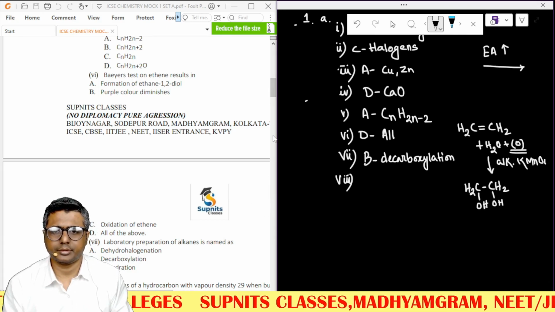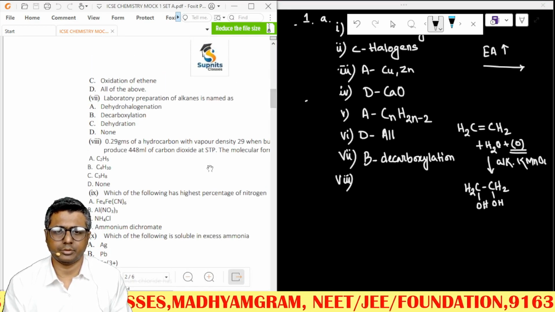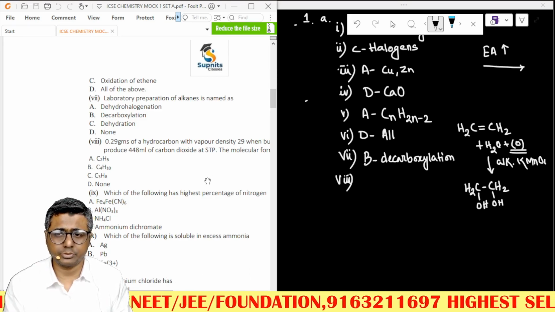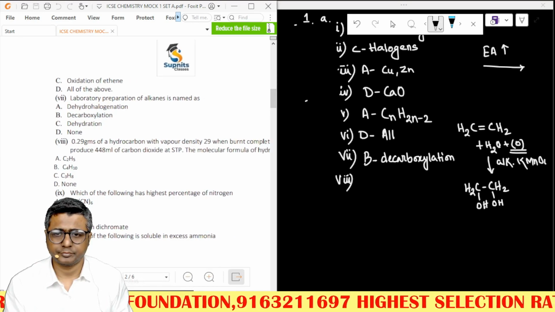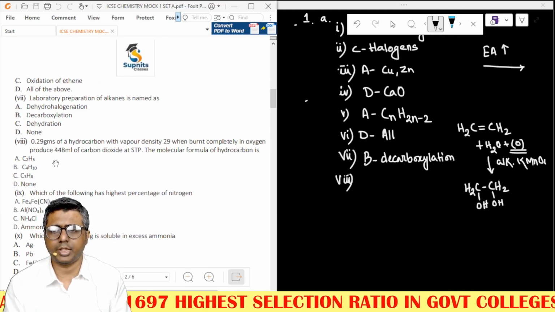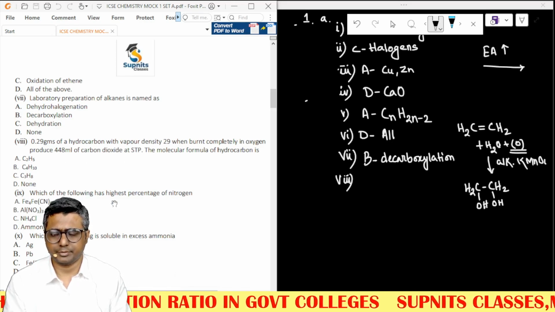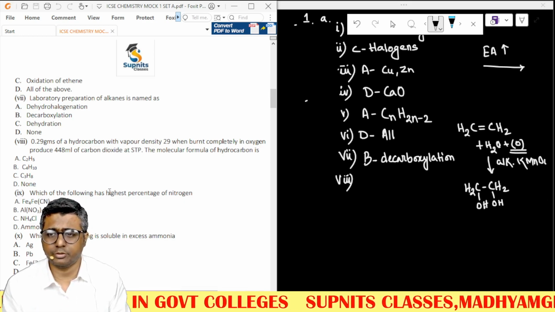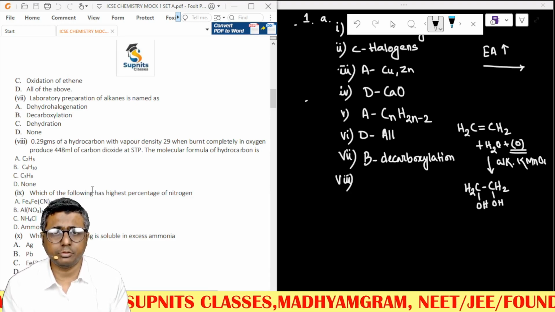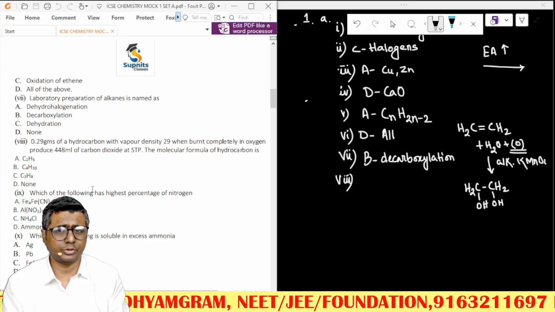Number 8. 0.29 grams of hydrocarbon with vapor density 29, when burnt completely in oxygen, will produce 448 milliliters of carbon dioxide at STP. So this is a hydrocarbon, which I know from this question. The molecular formula has to be found out. So see, this is an MCQ question of 1 mark. So definitely I am not going to do much over here. I don't need to.